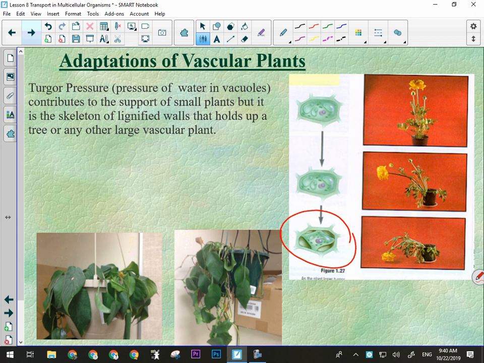As long as it's not crunchy, watering it will bring it back. Those water vacuoles will fill right back up again, and the plant will slowly recover, as you saw in that video I showed you before.